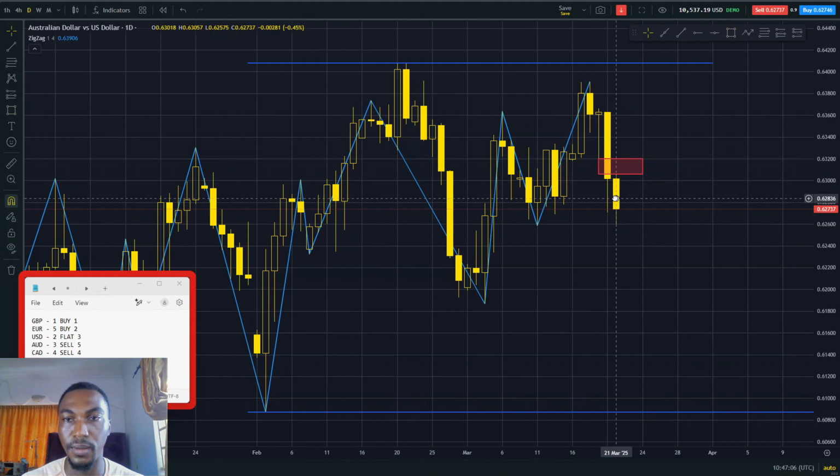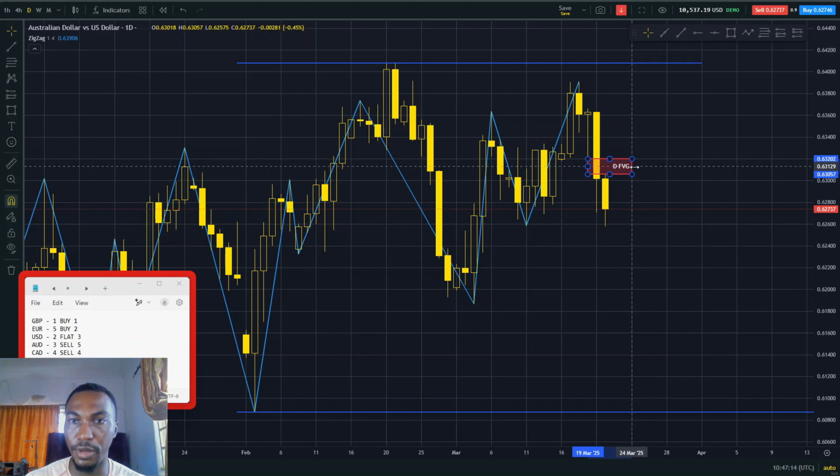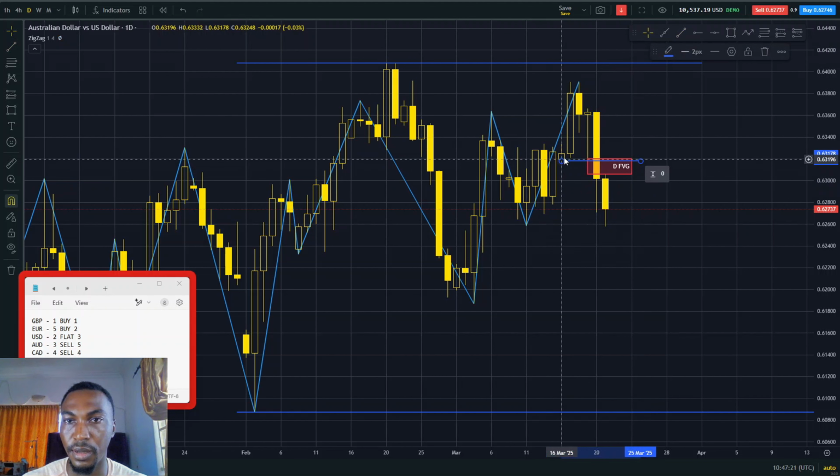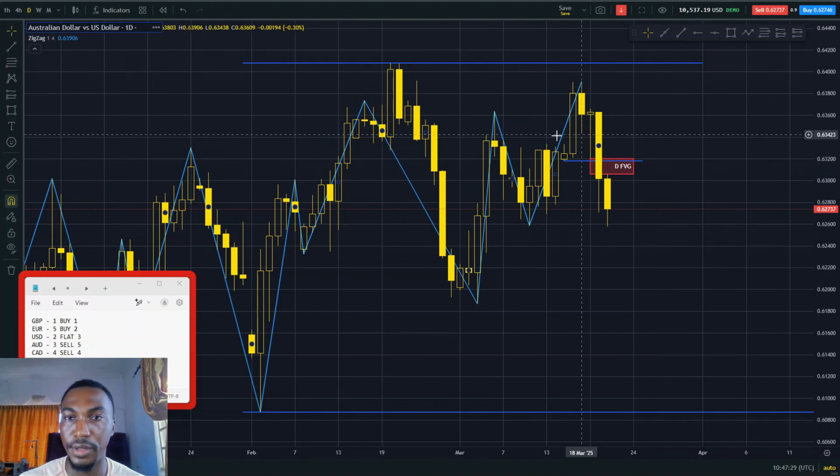I have this fair value gap, and this to me means this is the area where I'll be looking for shorting opportunities. You can see this is the height, and then price went back in. So right here, I'll be looking for opportunities to short the Australian dollar US dollar market within this range.